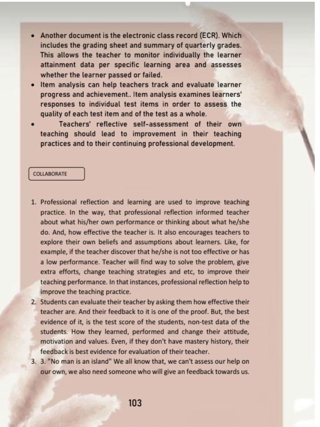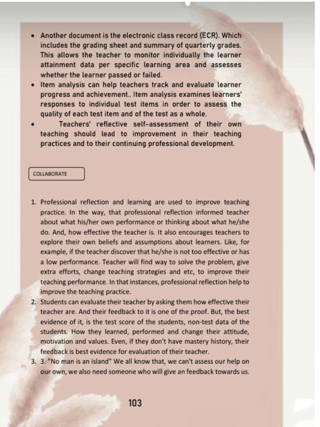Collaborate. Number 1. Professional reflection and learning are used to improve teaching practice in the way that professional reflection informs the teacher about his or her own performance, or thinking about what he or she said and did, and how effective the teacher is. It also encourages teachers to explore their own beliefs and assumptions about learners.